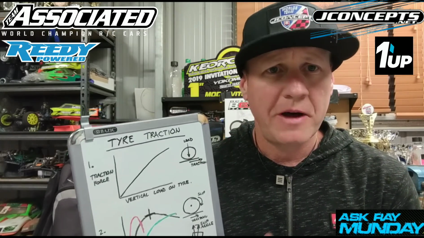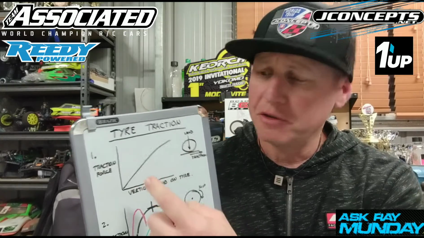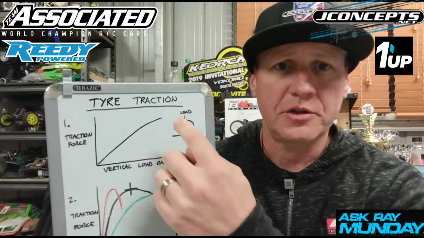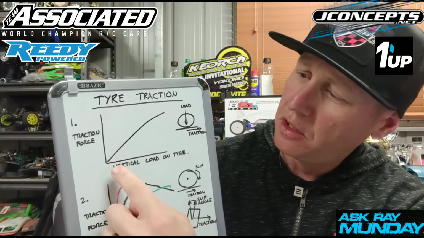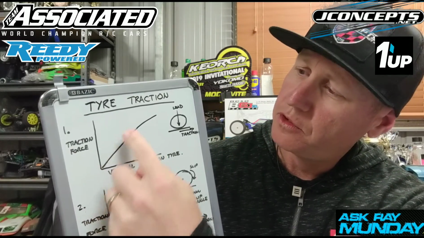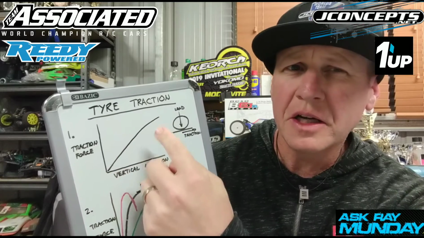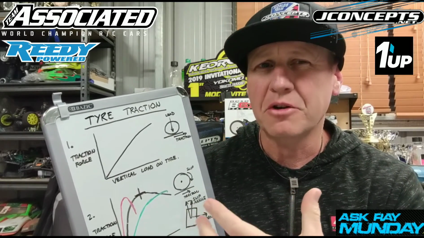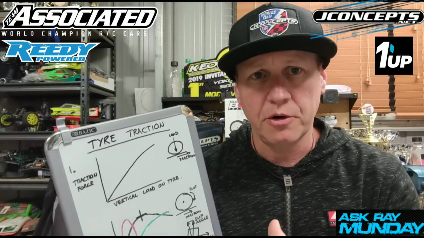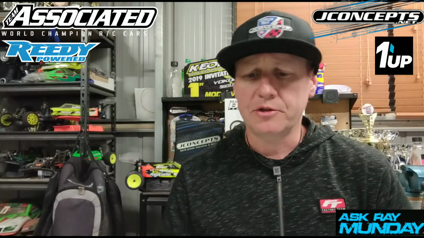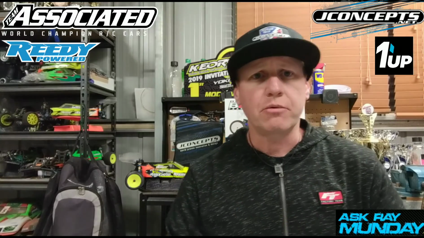All tyres, no matter what type they are, the traction goes up as you put load on the tyre. So as there's more load pushing down on the tyre, in this graph here, the more load on the tyre, the traction force goes up. It's not quite linear. You put twice as much load on a tyre, it doesn't quite give you twice as much more traction, but you do get more traction when there's load on a tyre. So how can we use this? Well, there's a couple of examples.